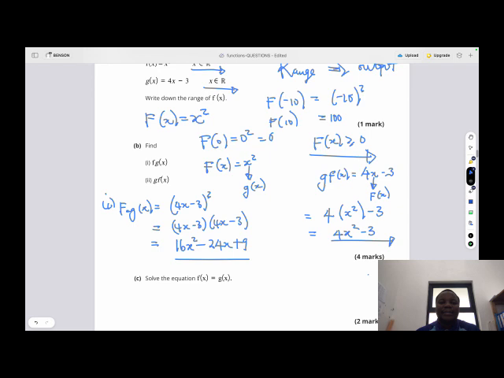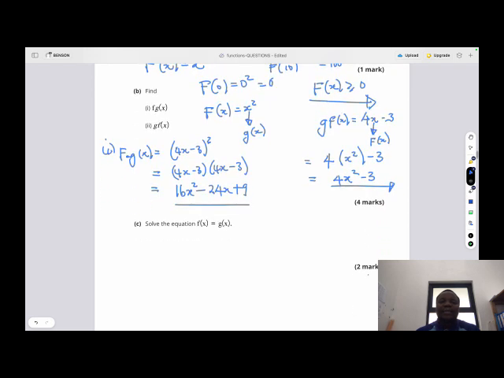Now the last part, they are saying solve the equation f of x equals g of x. What's our f of x? Our f of x is x squared, but it must be equal to 4x minus 3. So they want us to solve this. We can just solve this using a quadratic equation by collecting everything onto one side to become this. The negative, once it's transposed, becomes plus, and the positive becomes minus.